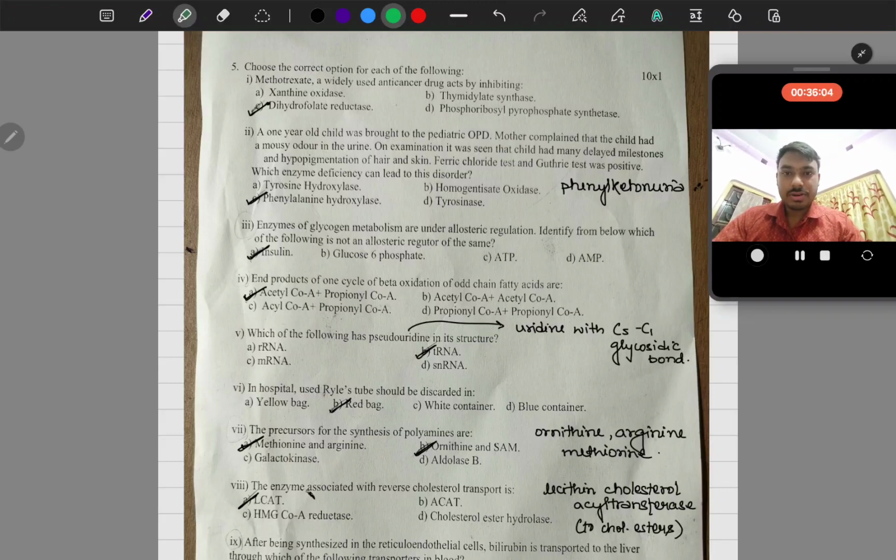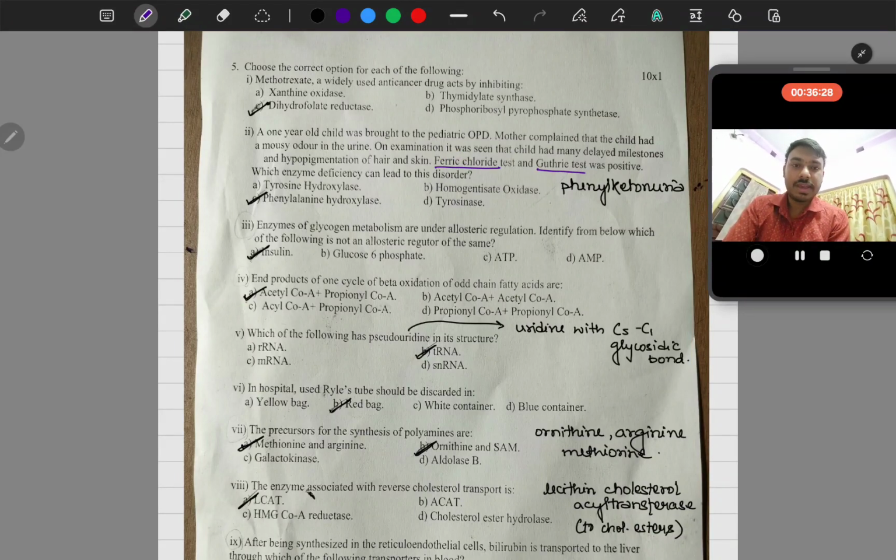The second question: a 1-year-old child is brought to the pediatric OPD. Mother complained that the child has a mousy odor in urine. Mousy odor, remember this point. On examination, it was seen that the child has many delayed milestones and hypopigmentation of hair and skin. Ferric chloride test, important point, ferric chloride test and Guthrie's test were positive. These tests are positive mainly for phenylketonuria in children. In phenylketonuria, there is a defect in the enzyme or decreased enzyme, that is phenylalanine hydroxylase. So this is the answer.